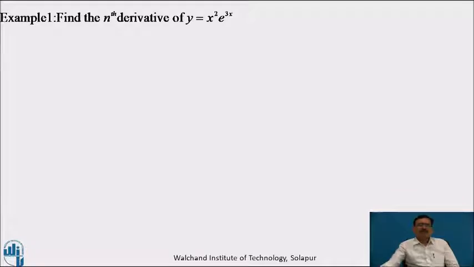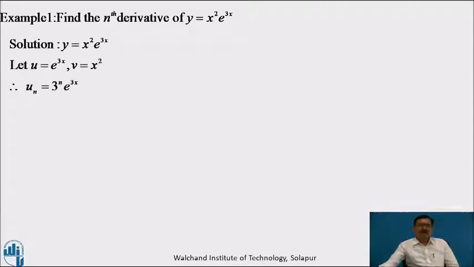And now we will see with an example: find the nth derivative of y equal to x square into e raised to 3x. Here x square is one term and e raised to 3x is another term, two different types of functions, and y is a product of two functions. Now here y equal to x square e raised to 3x, let us consider u as e raised to 3x, where you can write the nth derivative of this, and v as x square.